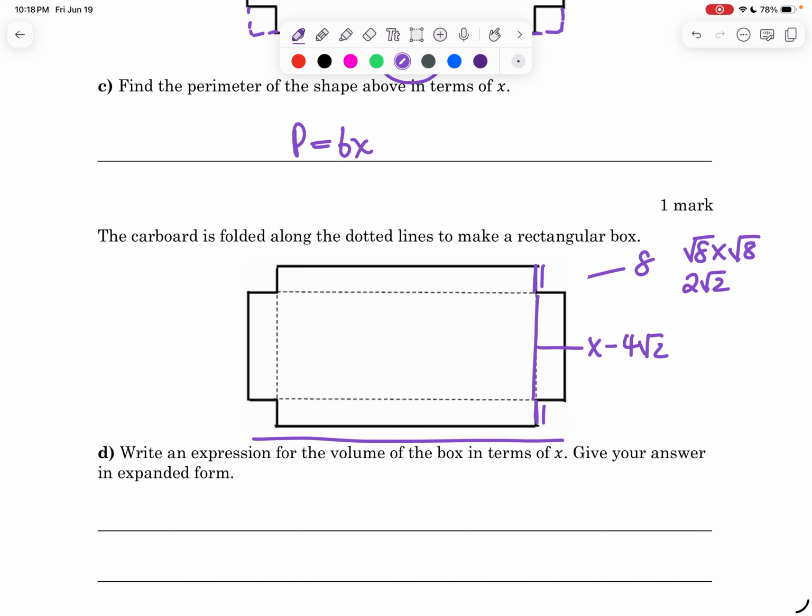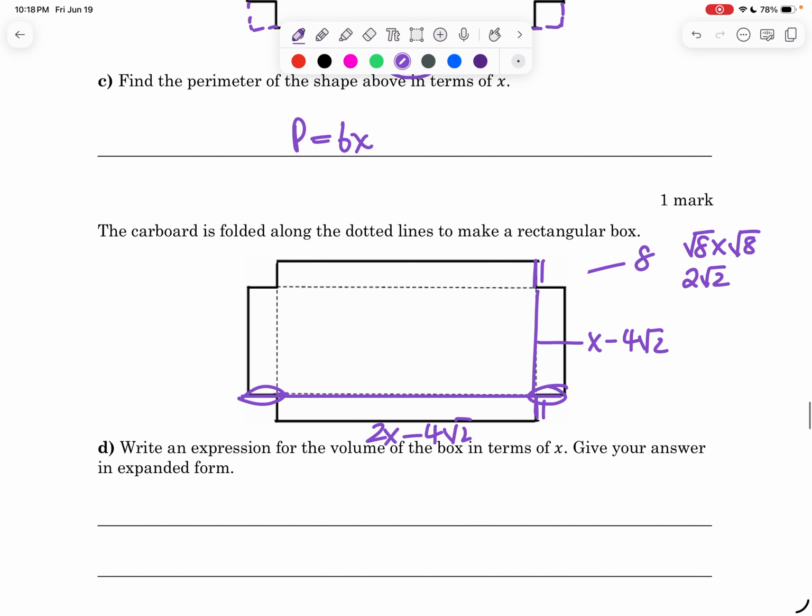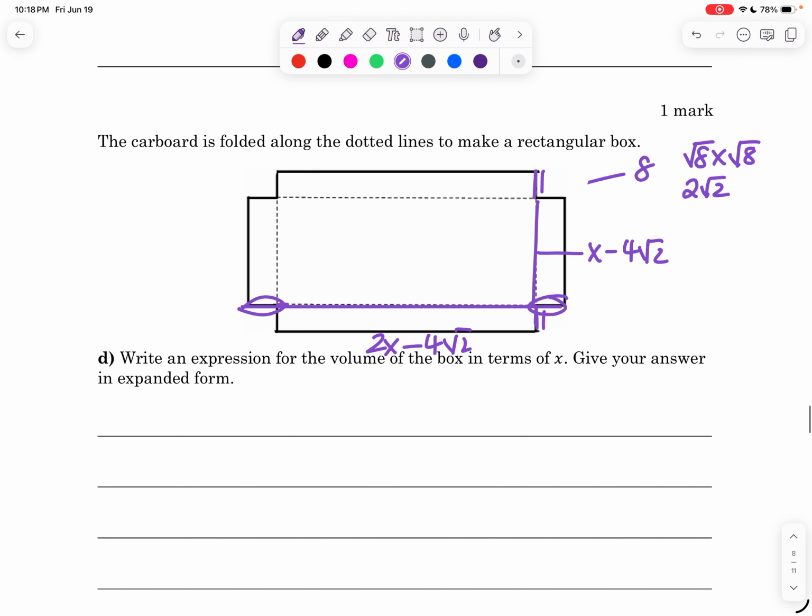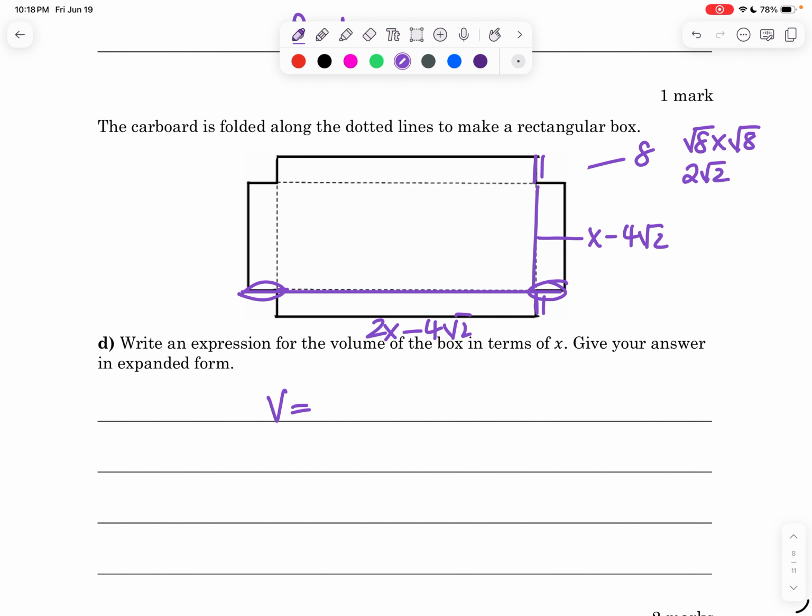This one here is 2x minus 4 root 2, because that whole length is 2x. We've got to take away 2 root 2, take away 2 root 2. And then the height of the box is 2 root 2. So our volume is x minus 4 root 2 times 2x minus 4 root 2 times 2 root 2, the height of the box.